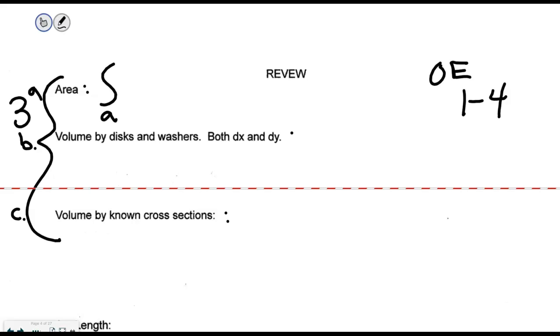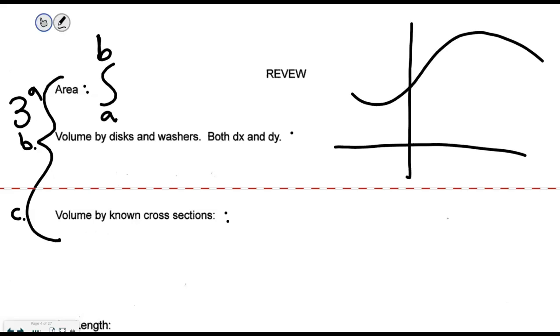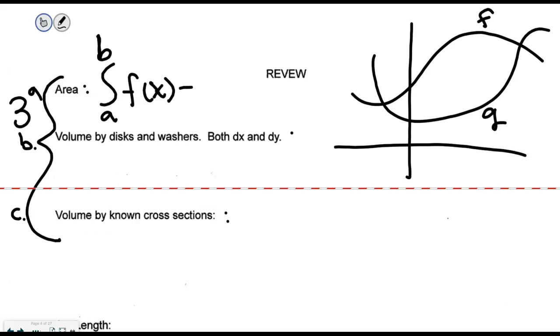Area, we integrate from A to B. Let's, for all of these, throw a fake, my favorite fake function, where f and g intersect like that. All right? So for area, we integrate from A to B. It's all about lengths of rectangles, f of x minus g of x. That's this, with a little bit of depth. And the integration sweeps it across, covers the whole thing, and gives us the area.